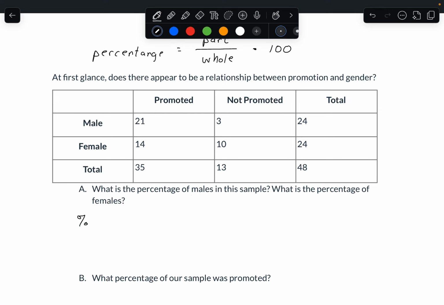So if I want to talk about the percent of males right here, I'm going to look at the total number of males. For my males group, the total number of males is 24. So 24 out of a total of 48. And then if I want to take that and convert it to its percentage form, I'm going to multiply it by 100. So I should end up with exactly 50% here because it's split down the middle as 50-50.